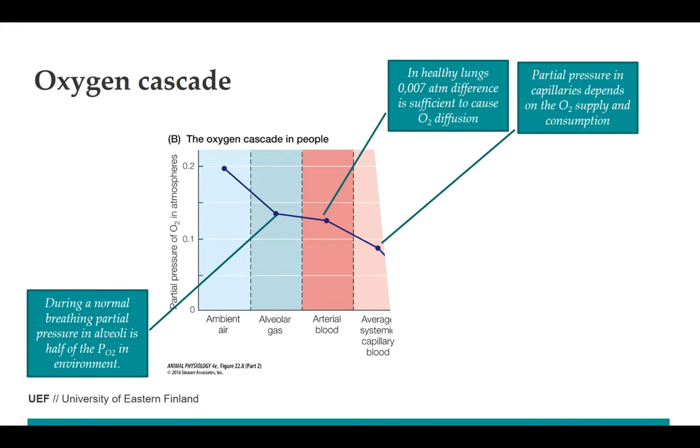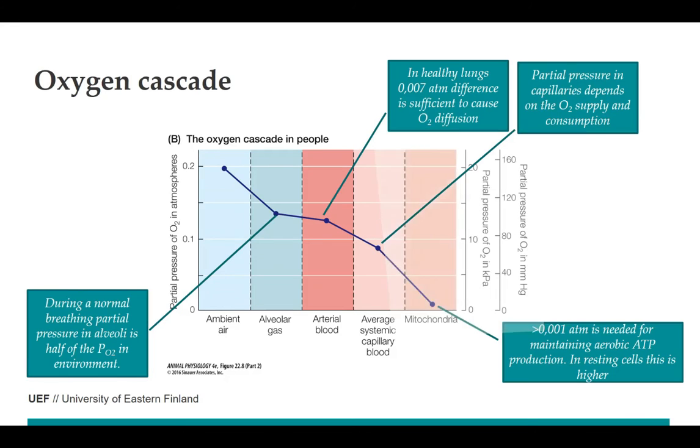Then, when we are in the capillaries, it's a little more speculative what the partial pressure of oxygen is, because it depends on how much oxygen is supplied from respiration, but also on the consumption. But anyway, it's a little bit lower. And then in the mitochondria, there is a tiny amount of oxygen that is needed all the time to maintain aerobic ATP production. If the cell is resting, so it's not using as much ATP as it can produce, the mitochondria are not working as fast as they can. In that case, the partial pressure of oxygen in the mitochondria is higher. But you can see that it's on a completely different scale than in the ambient air.